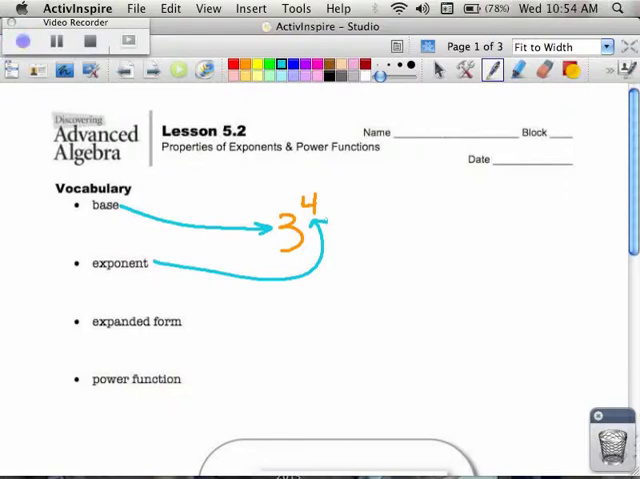And then the second thing that we're going to talk about is what happens when something talks about writing it in expanded form. So for example, if you see 3 to the 4th power, expanded form means that you're writing it as 3 times 3 times 3 times 3, because that's what 3 to the 4th means. So the expanded form is what happens when you write it all out.